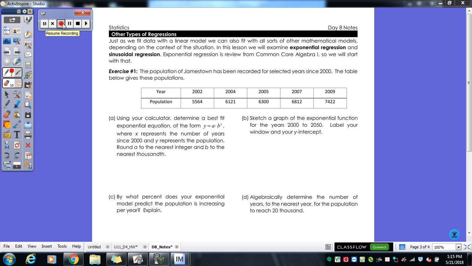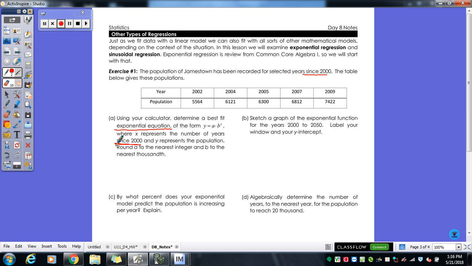All right, now there are other types of regressions. Linear regression, that was the first one we dealt with. There is exponential regression, there is quadratic regression, and there are sinusoidal regressions. So again, you just use your calculator, plug and chug. Here we have the populations of Jamestown recorded in the years since 2000. The table below gives these populations. They want us, using your calculator, to determine your exponential equation. They told us which kind to do, where x represents the number of years since 2000 and y represents the population.